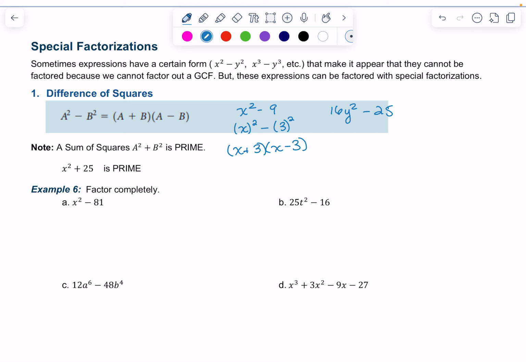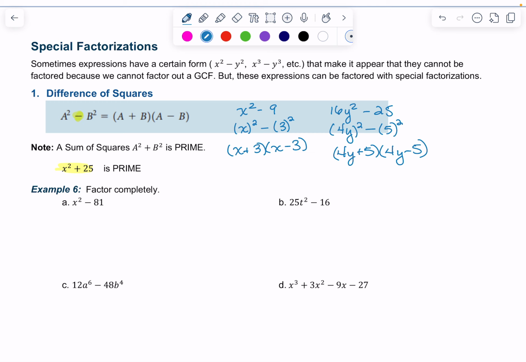Similarly, on this one, my a would be 4y all squared, and my b is just the 5, which is also squared. So then I can factor it as 4y plus 5 times 4y minus 5. One real quick note: if you notice, this has a plus or a minus sign in the middle. If I have something like x squared plus 25, that's prime. I can't factor that. That goes for any a squared plus b squared. That's not factorable.